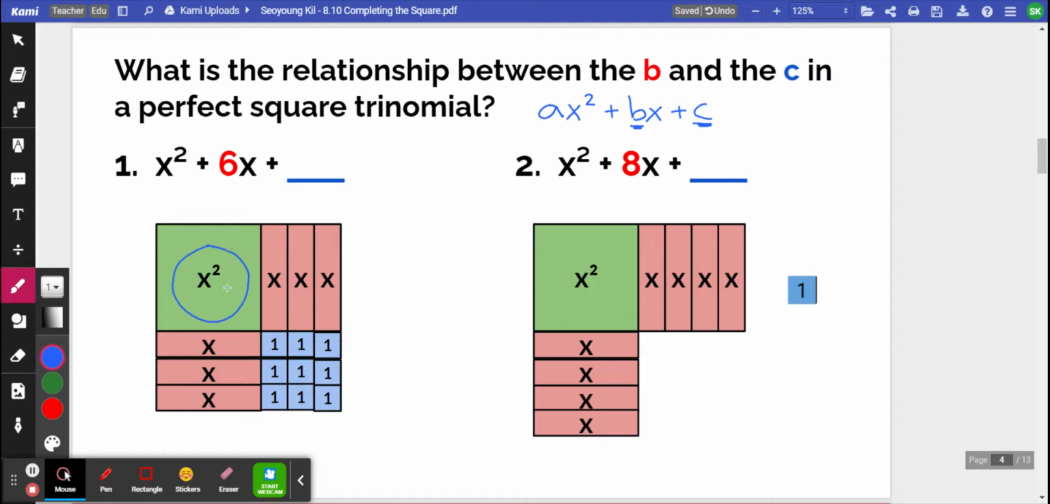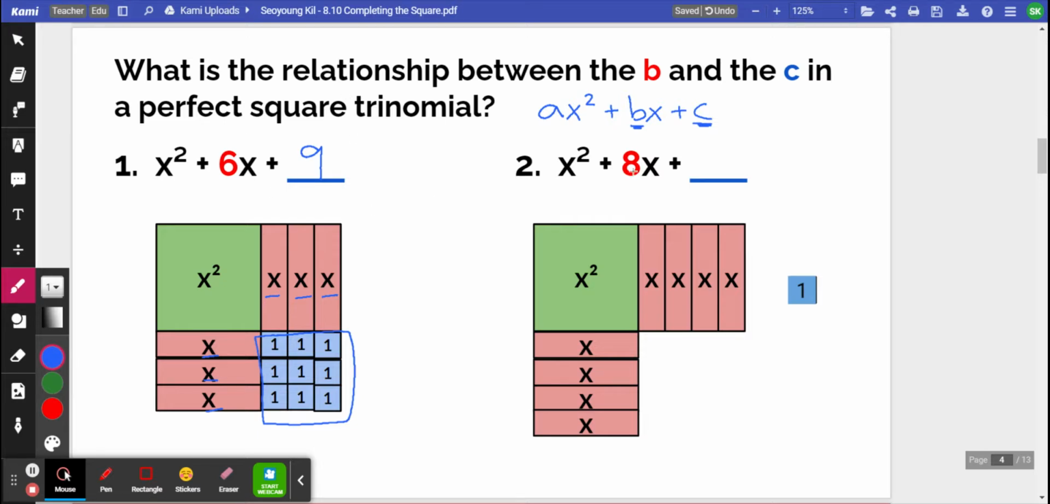This box, this square, represents x squared. This long rectangle represents each of the x's. So I have 3x on the left of the box here and 3x's below the box. That represents all 6 x's that we need in this trinomial. And then as you can see, the c term right now is missing. So how many little squares of 1's do we need in order to make this into a perfect square? As you can see, that's laid out in the diagram. I would need 9 little squares to make this a perfect square. So the missing c term in number 1 is 9.